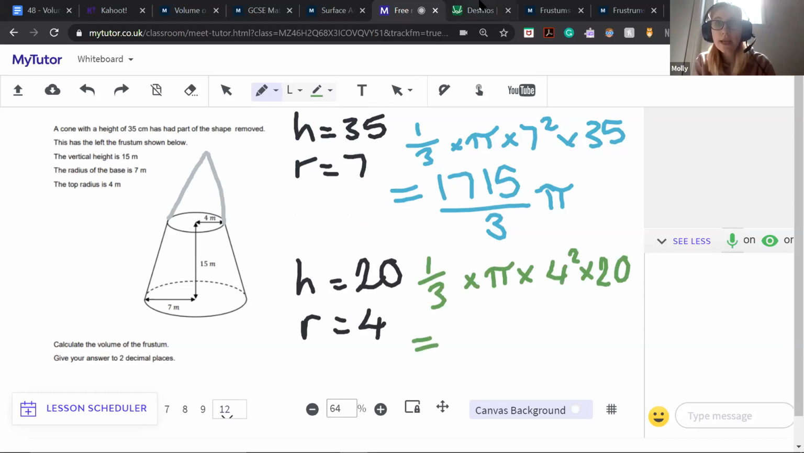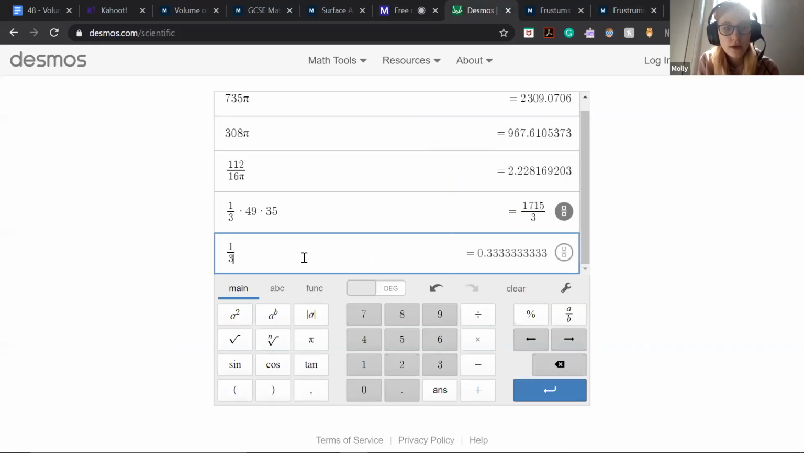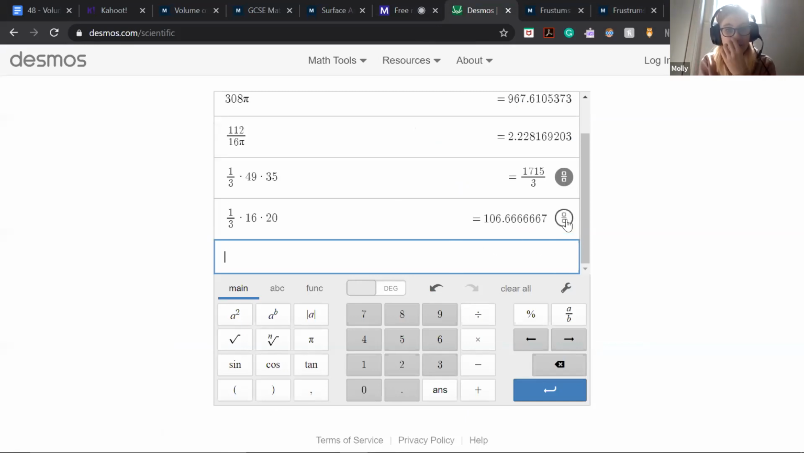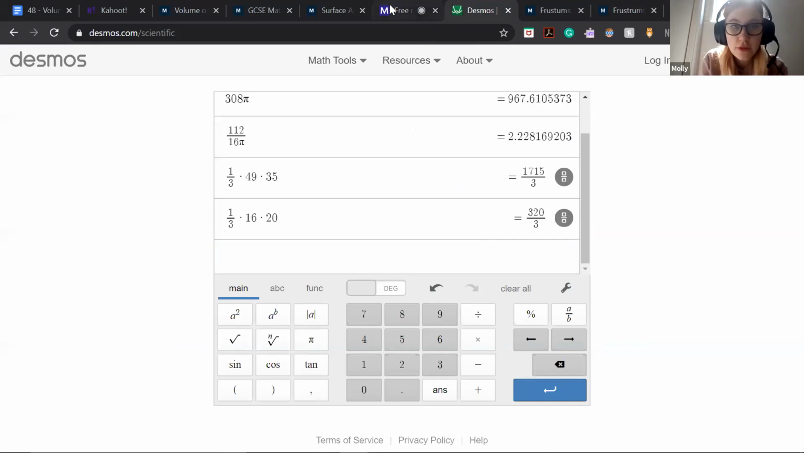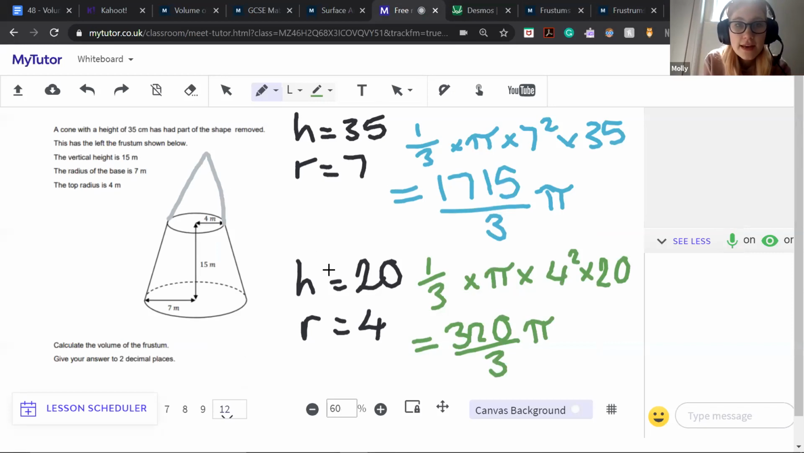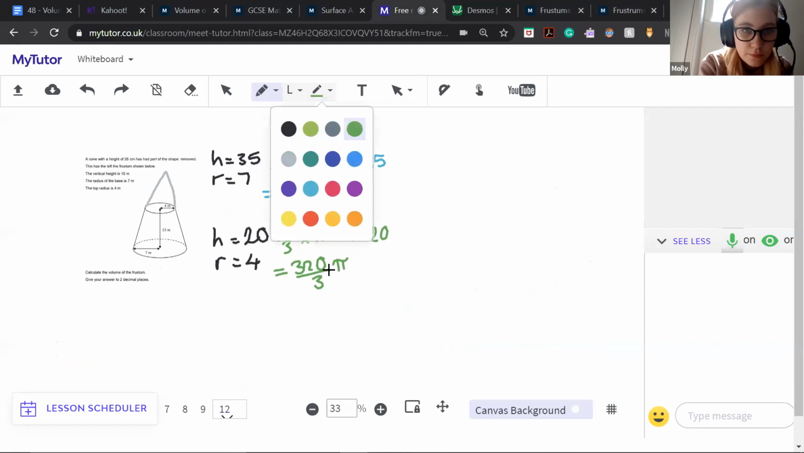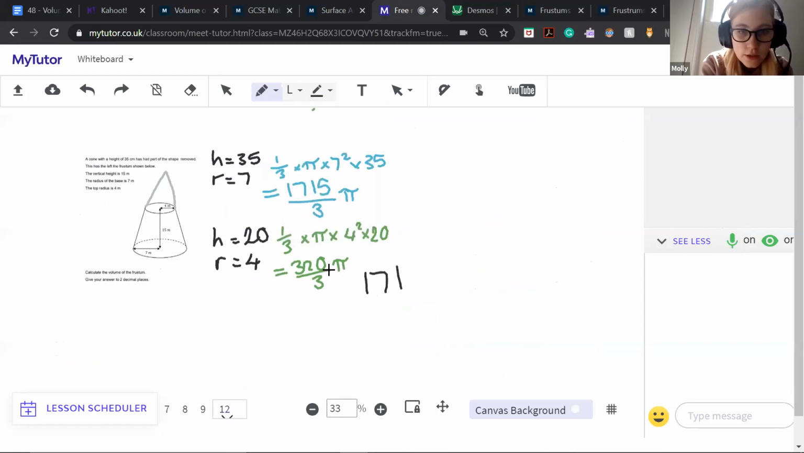Again, I'm going to keep it in terms of pi. So 1/3 times 16 times 20. And that gives me 320 over 3 pi. And then, exactly like Daniel said, we're going to take the large one and remove the second one. And that will leave us with the frustum. So 1715 over 3 minus 320 over 3.